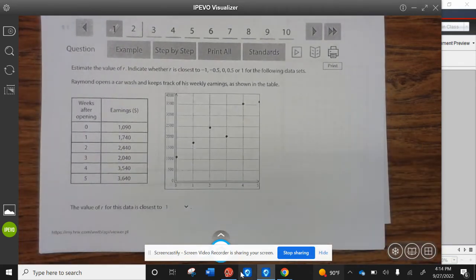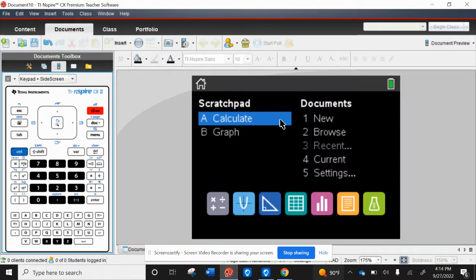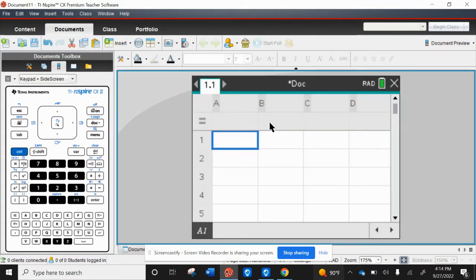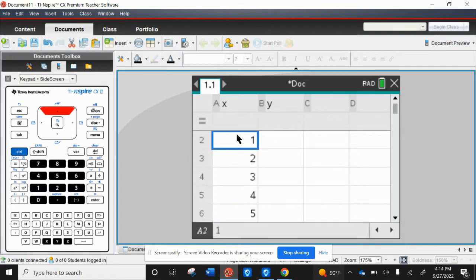All right, so again, we're going to go to a calculator, and you want to go to On, New Document, No. We're going to go to number 4 again, Add List and Spreadsheets. So we're going to X, Y, and we're going to fill in the table. All right. Now you can't use commas.